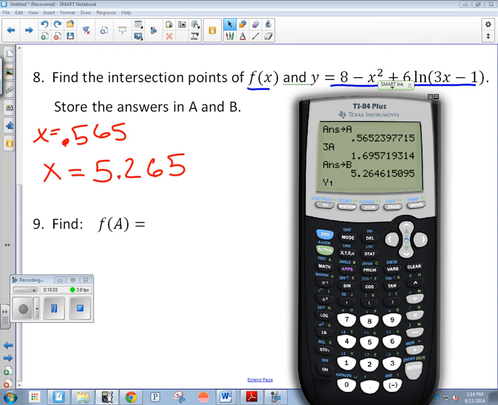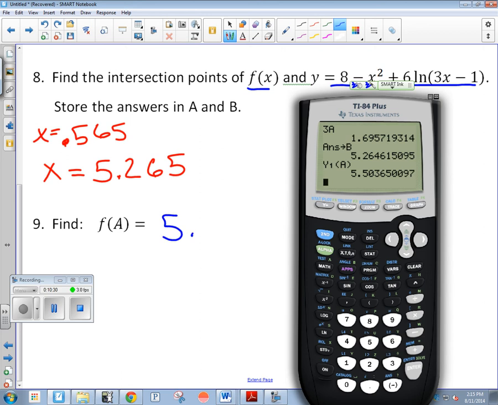So it's saying using the function y1, which is what we have it saved as right now, what do we want to plug in? A, 0.565. So I'm going to go parentheses, and I'm going to type in alpha A. There it is. Close the parentheses. When I plug in A, I get 5.504.